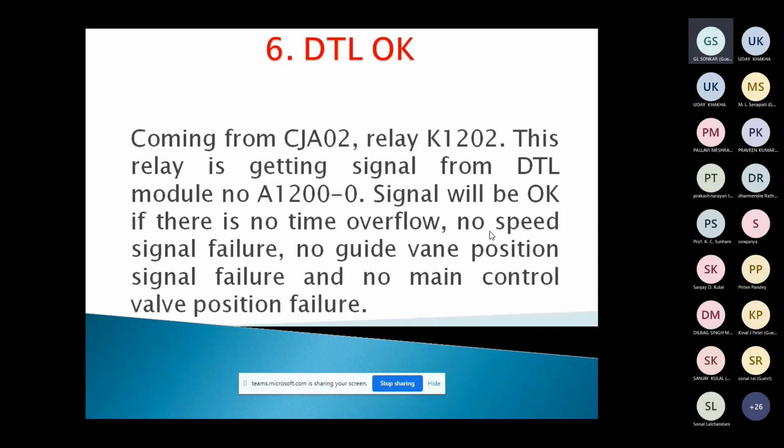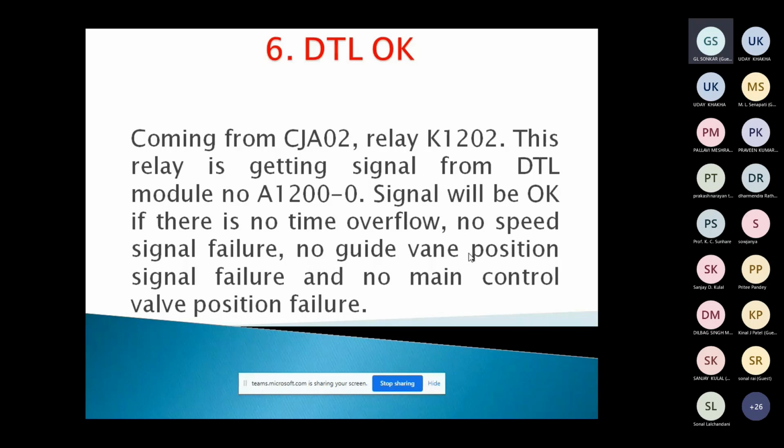DTL, I think it is okay. If it is not okay, you are not getting DTL, the signal is not coming, a DTL button is not glowing, so what is the probable cause? The cause is there may be a time overflow, speed signal failure, guide vane position failure, or control valve failure. If the operator is not getting the DTL OK signal, the probable reason is there may be some control valve position failure, or some guide vane position failure, or some speed signal failure, or some time overflow. It takes more time, that's why it is not coming.